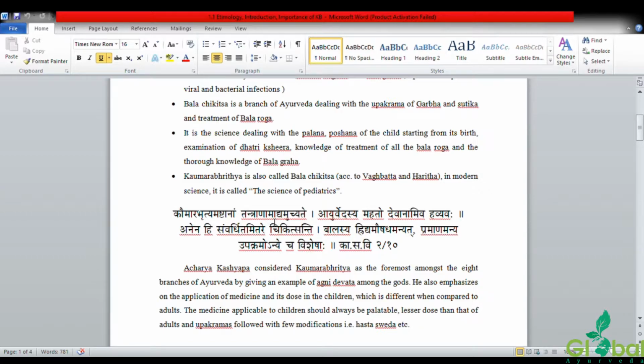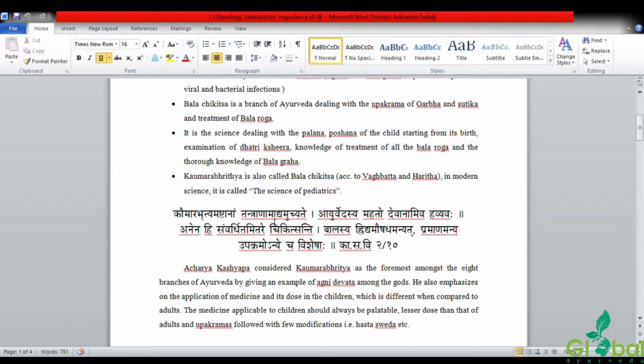So the medicine applicable to children should always be palatable, in a lesser dose than that of the adults, and upakrama followed with few modifications, that is hastasveda, etc. So that we will get to know slowly. He also says that the medicines which we give to the children should be palatable. It should be sweet in nature, it should not be so bitter, and it should attract the baby. It should be colorful. It should not be displeasing to the child. It should be very pleasing. All those things are mentioned in Kaumarbhritya.